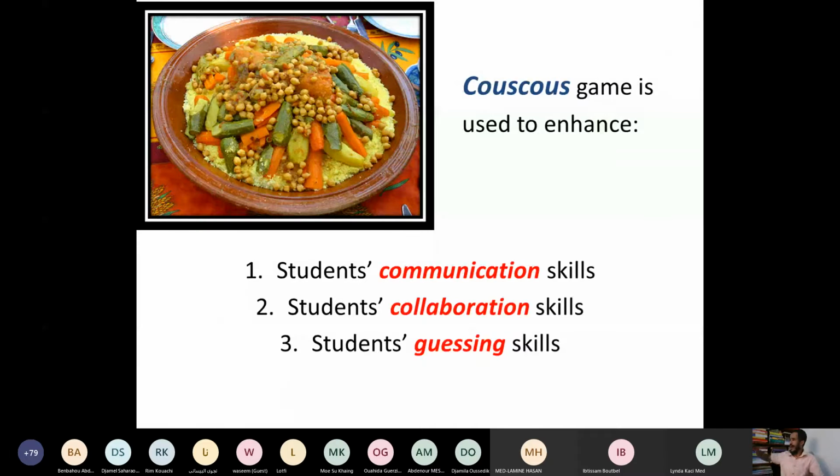Now, I want you to take a white paper and I want you to draw a circle like a ksariya. It's a Moroccan traditional plate. And I want you to write seven vegetables, seven words about you. Once you finish, interaction, ask and answer. So here there is communication, collaboration, and guessing skills. Okay, any question? Did you like the game?